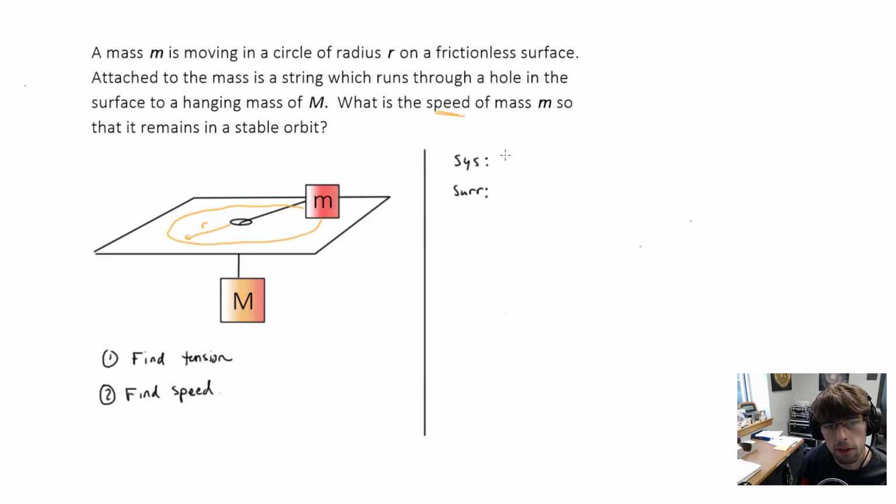So the system, I would say, is the hanging box, so big M. And in the surroundings, I would say the rope and the earth. The rope is the tension force, and the earth is the gravitational force, and we'll use little g here. We'll say we're close to the surface of the earth. And so why don't we call this direction positive? For the first part, we'll call that positive.